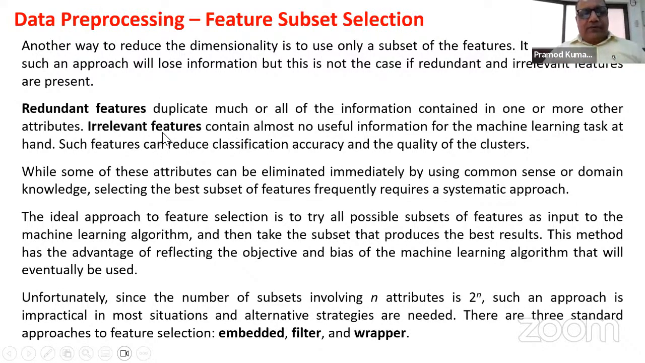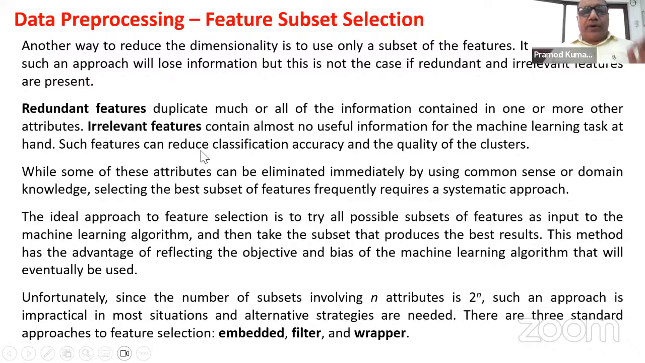So we need to find out the redundant features and the irrelevant features. And if in our case there are a few irrelevant and redundant features, we can simply eliminate them. Obviously in that case, we will get the reduced feature set, and that is what we need to do. Such features can reduce the classification accuracy and the quality of the result. One aspect is that removing them will reduce the computational complexity and the time complexity.